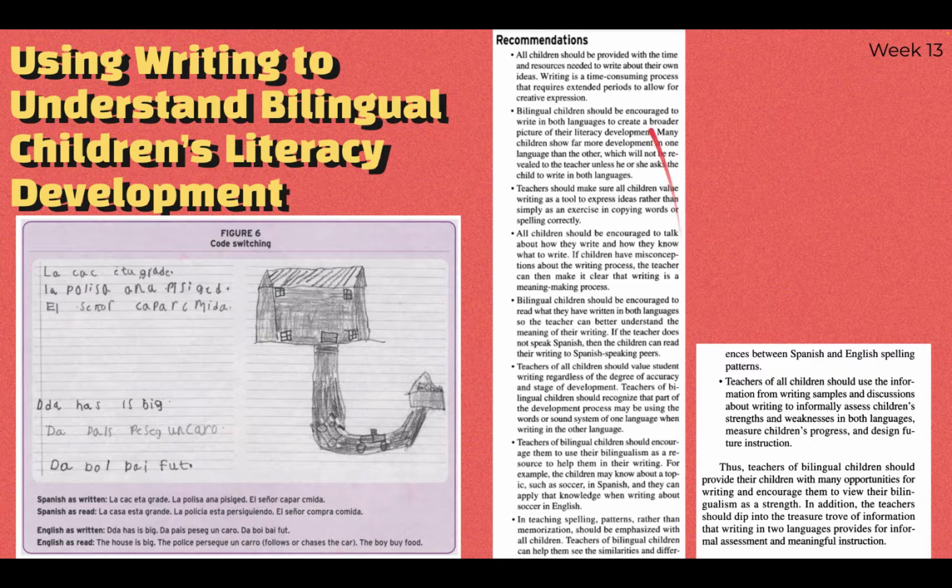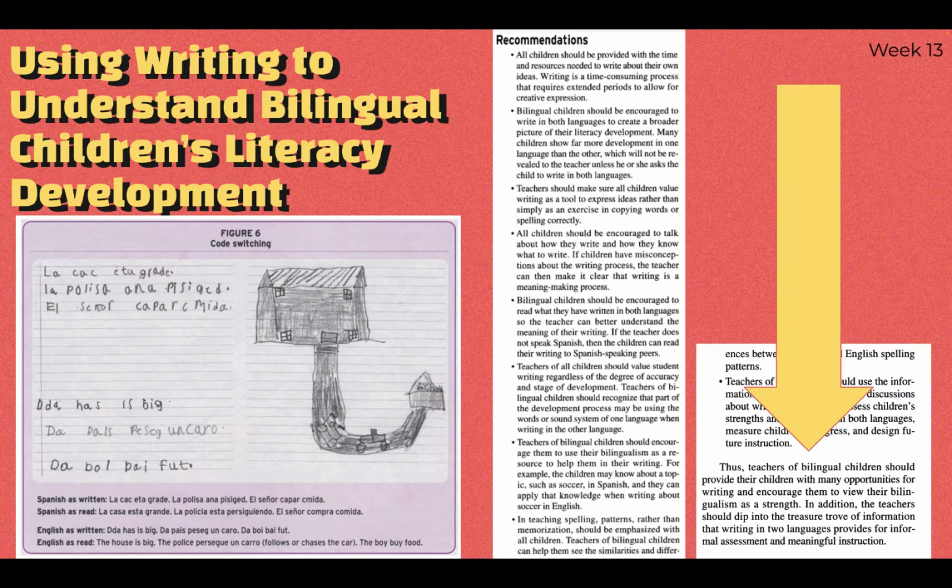And then at the very end of this article, we have a long list of recommendations, which I thought was particularly helpful to teachers. And then at the very end of the recommendations, it just said, thus, teachers of bilingual children should provide their children with many opportunities for writing and encourage them to view their bilingualism as a strength. In addition, the teachers should dip into the treasure trove of information that writing in 2 languages provides for informal assessment and meaningful instruction. So that was definitely my biggest takeaway from this article, but honestly, I think this article provides a lot of helpful tips, examples, and recommendations for teachers.